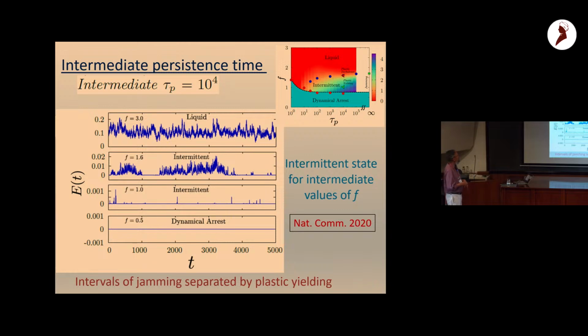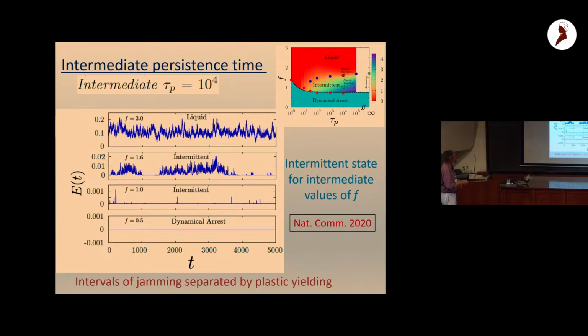So the system transitions back and forth between two states. In one state, the system is stuck, more or less. There is some fluctuation there also. In the other, the fluctuations are liquid-like. This behavior is called the intermittent behavior.